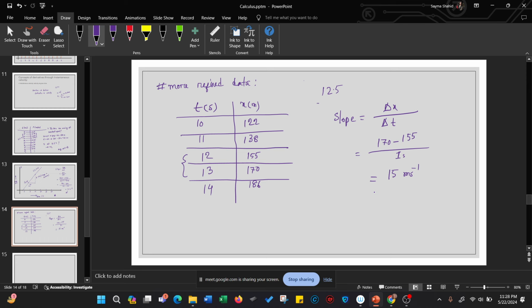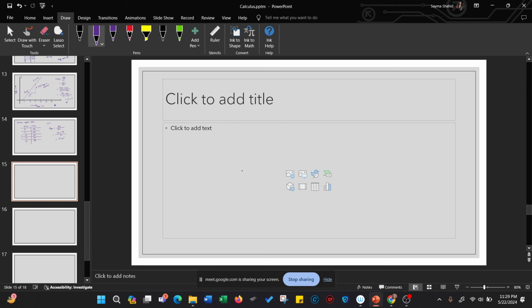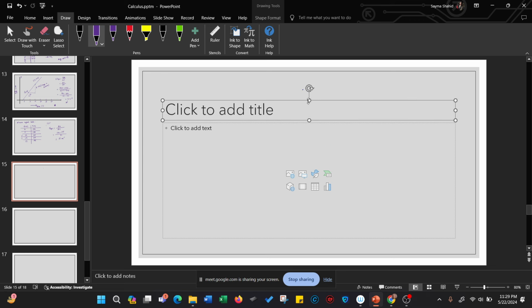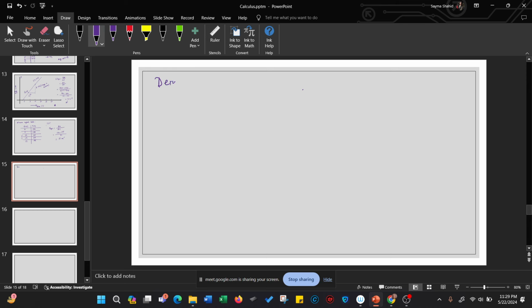I mean, the finer the intervals, the better the estimate is, and that leads to the derivative, which we will see ahead. Okay, so next we will see derivatives and changes.